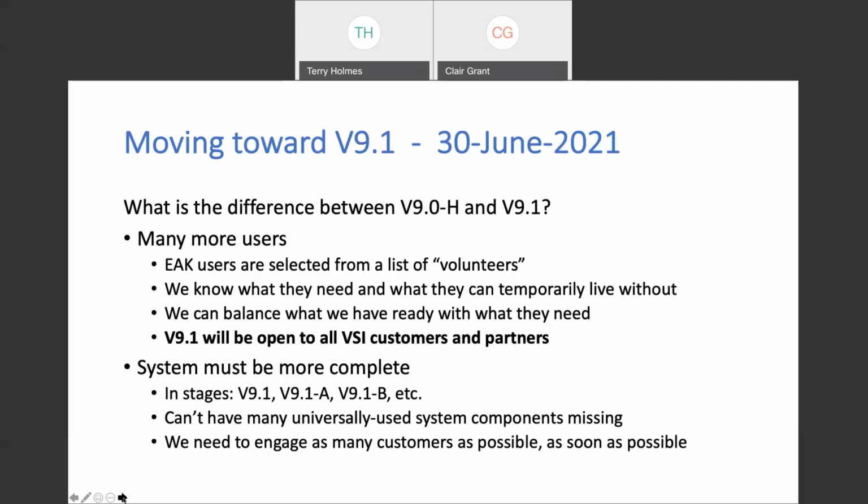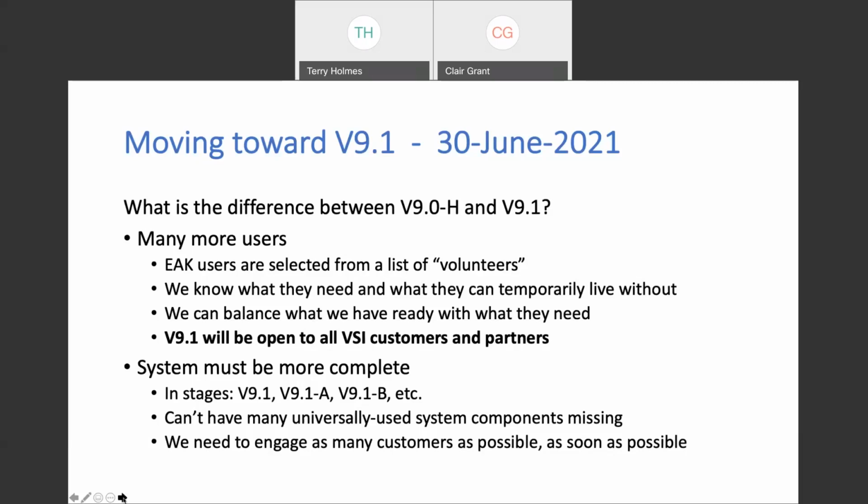But there was no real guesswork here. We know what people wanted, what they were willing to live with, and it was easy to address that. The big difference from 9.1 is the scope. It will be open to all VSI customers and partners. This gets back to my previous statement on, we need help. Get involved early, and we're trying to make this as open and as wide spanning as we can.